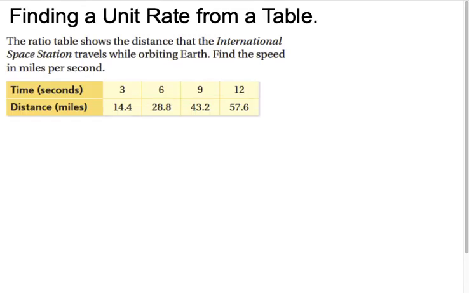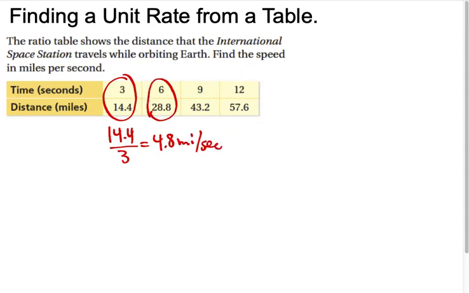Okay, finding a unit rate from a table. The ratio table shows the distance the International Space Station travels while orbiting Earth. Find the speed in miles per second. Now the unit rate can be found just by taking miles and dividing by seconds. And you can do that with any of these. So 14.4 divided by 3 is 4.8. So it's 4.8 miles per second.